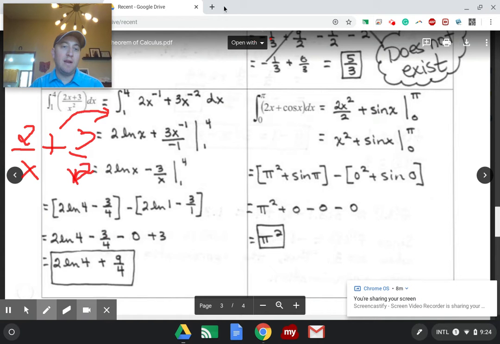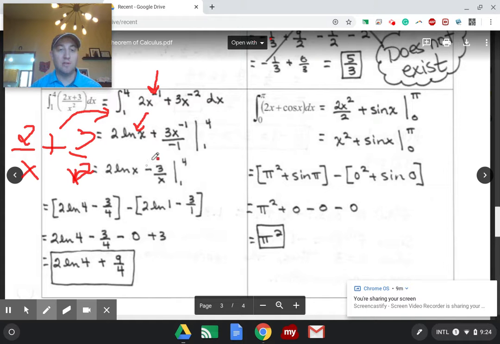Just keep in mind, anytime we have x to the -1st power, when you find the antiderivative of that, you need to go downstairs. Anytime you find the antiderivative of x to the -1st power, that is going to involve the natural log.